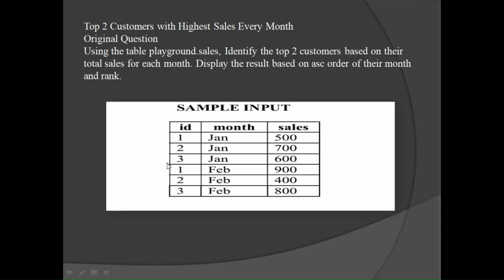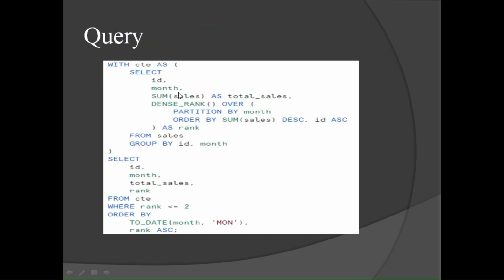Now let's understand the sample data. For the month of January, customer 1 has sales of 500, customer 2 has 700, and customer 3 has 600. For February, customer 1 has 900, customer 2 has 400, and customer 3 has 800. Now let's move to the SQL query.